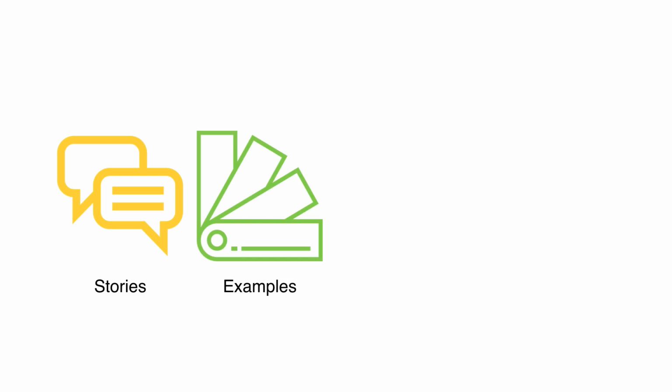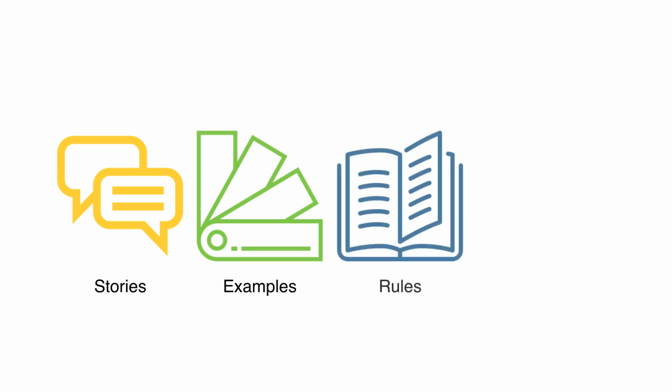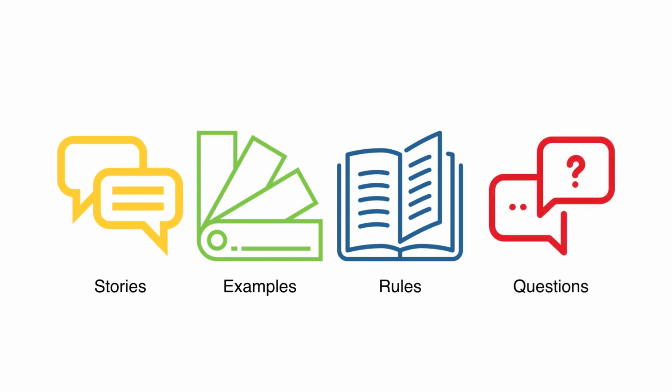But when we discuss a story, we also talk about other things. In particular, we talk about business rules that help us understand the context behind the examples. And we often come up with questions that nobody in the session can answer, or assumptions that we need to make to move forward. These are the 4 elements of example mapping: stories, examples, rules, and questions.